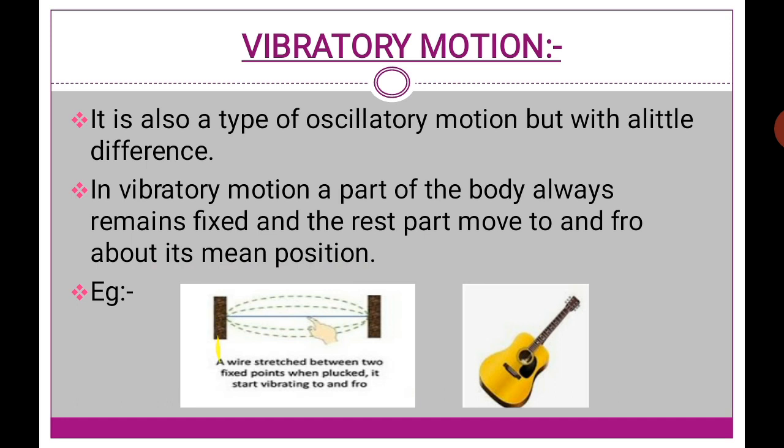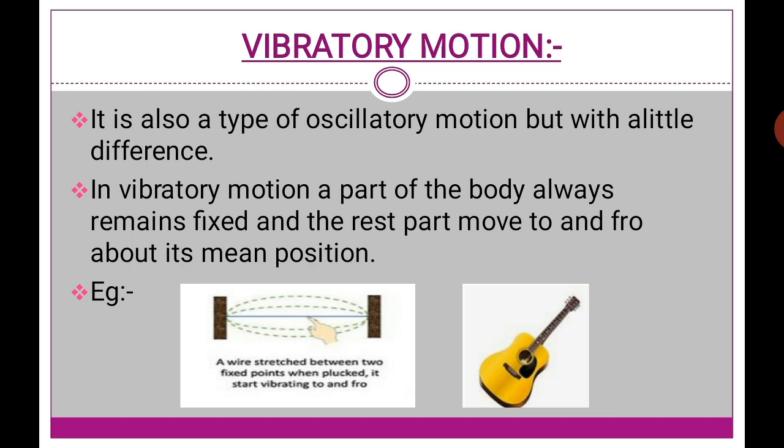For example, if these two are the walls and I have attached a string, since it is fixed at the starting and ending point, when I pull it, it will vibrate in to and fro direction only. So only some part of the string will vibrate. So this is an example of vibratory motion. Similarly, most musical instruments like guitar, sitar, etc. have strings attached to them. So when we play, they also execute vibratory motion.